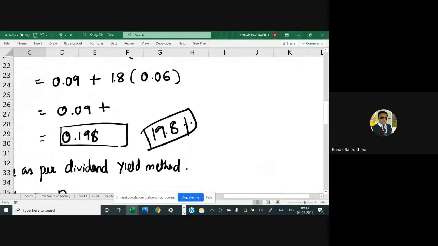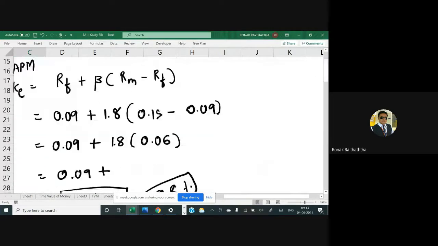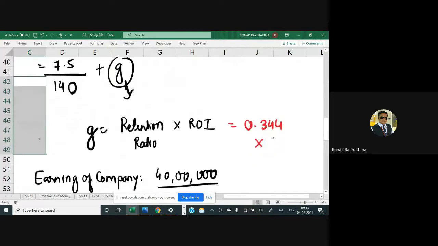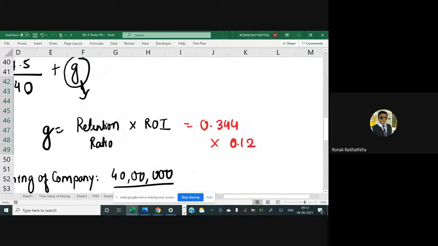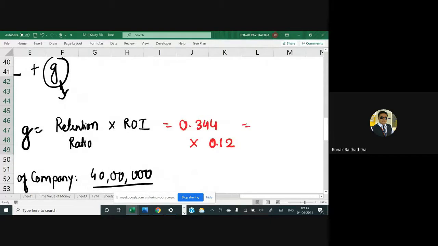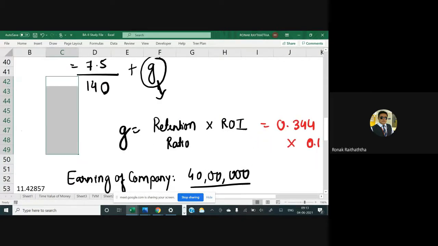We are writing that in decimal only. That's going to be 12%, 0.12, multiply that. May we have the answers, please? What do we get there? It is 0.0412. 0.0412 can also be written like 4.12%. Right, so let me just take it over there in the main formula.